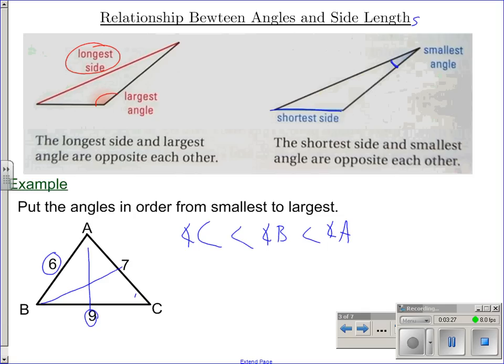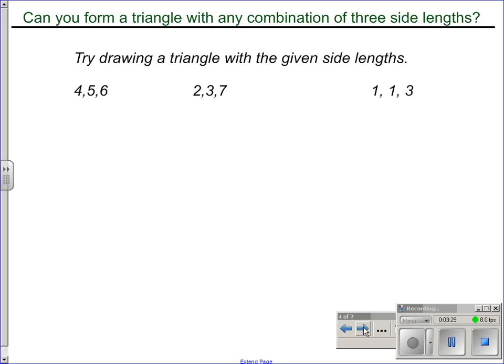That's the idea. We're not saying anything about the specific measurements, it's just that's the order of smallest to largest. Okay, so can you form a triangle with any combination of 3 side lengths? So hit pause. If you've got a ruler, fantastic, maybe use centimeters. Try to draw a triangle with those 3 side lengths.